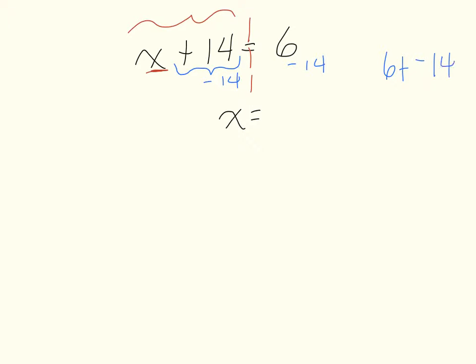So now I'm going to do my math. 6 minus 14 becomes 6 plus negative 14, and I get negative 8. So x is actually equal to negative 8.